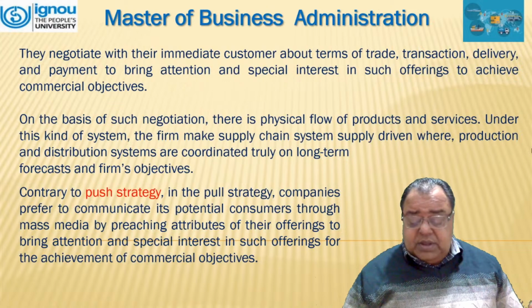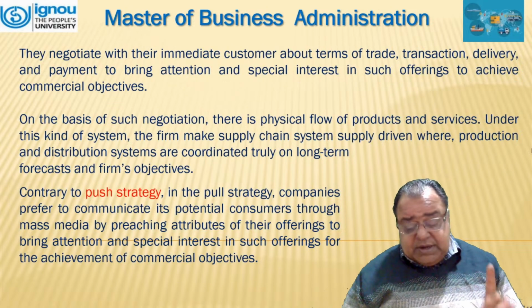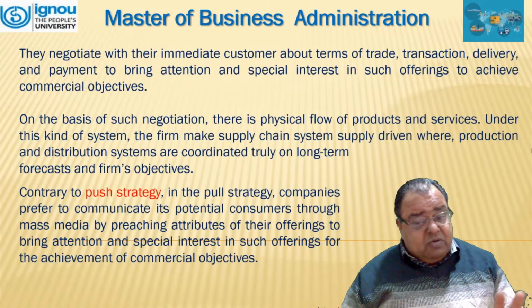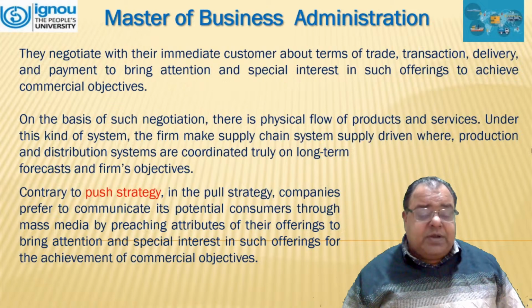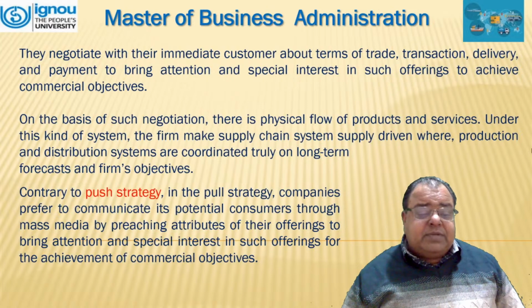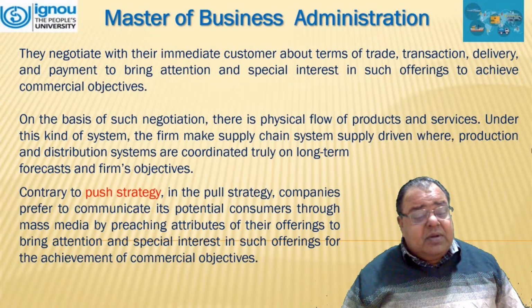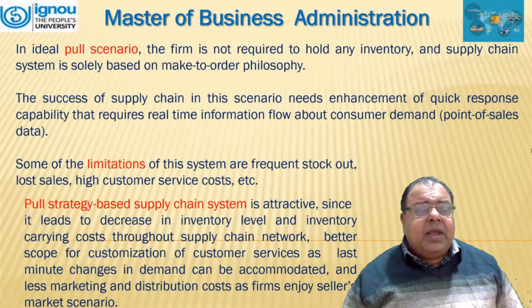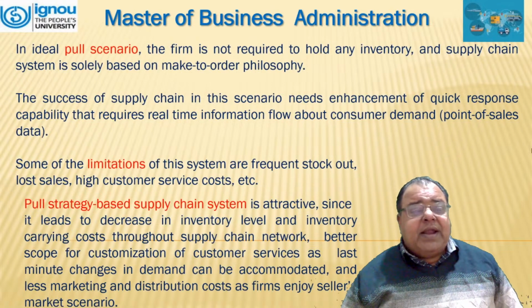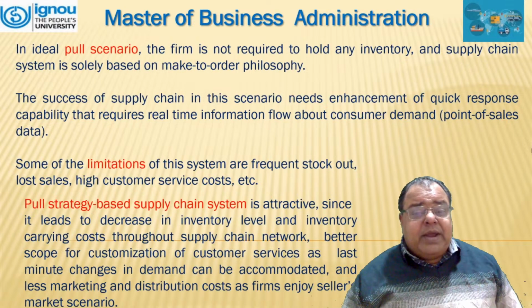Under this kind of system, the firm makes the supply chain system supply driven, where production and distribution systems are coordinated truly on long-term forecasts and the firm's objective. Contrary to the push strategy, in the pull strategy, companies prefer to communicate with potential consumers through mass media by preaching the attributes of their offerings to bring attention and special interest in such offerings for the achievement of commercial objectives. In an ideal pull scenario, the firm is not required to hold any inventory, and the supply chain system is solely based on a make-to-order philosophy.